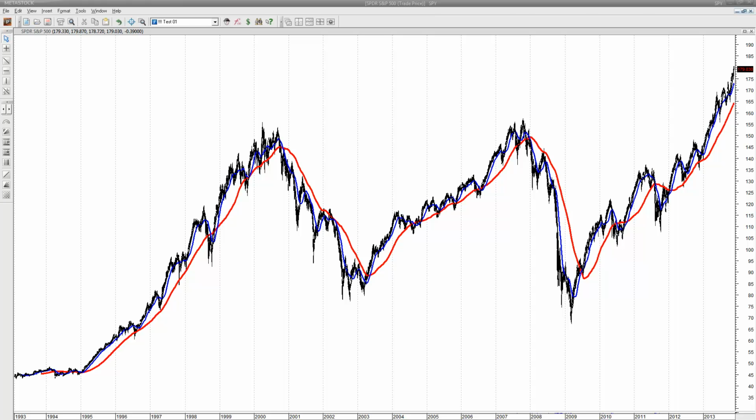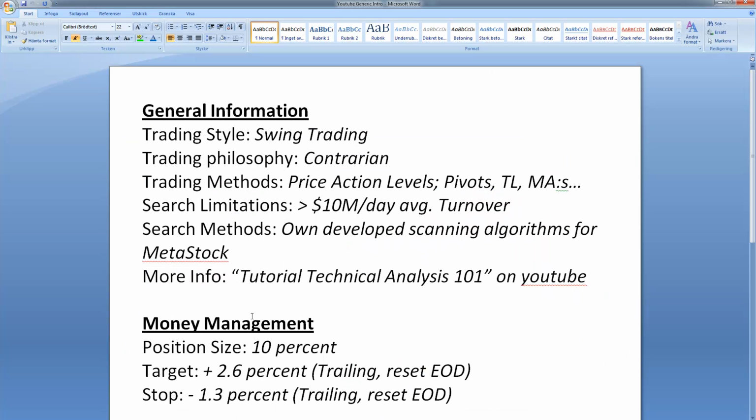First, like always, I'm giving you information about how I operate. I'm a swing trader. I use Contrarian setups. The method that I use is coming from price action levels like pivots, peaks, troughs, trend lines, moving average. Third limitation is that I'm only looking at stocks that have a daily average turnover of more than $10 million or equivalent in euros or pound sterling. I have developed my own scanning algorithms in the Metastock platform.